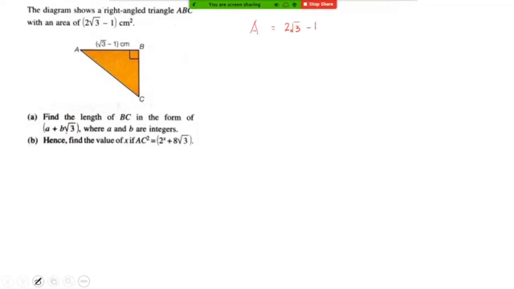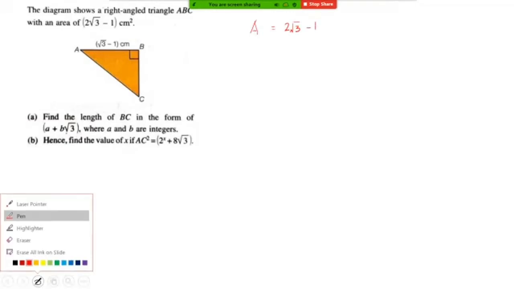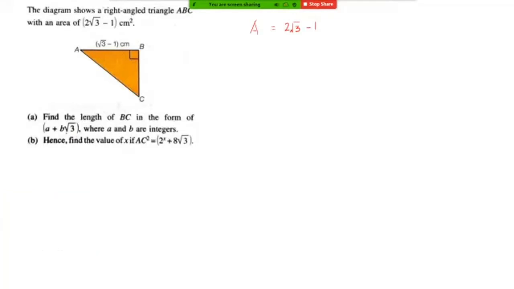Okay, how do we find the area of a triangle in the first place? We have to recall the formula. It's basically half times base, √3 minus 1, times the height, the perpendicular height, which is this, BC. And exactly, that is the first question. Find the length of BC. So we need to find the height.